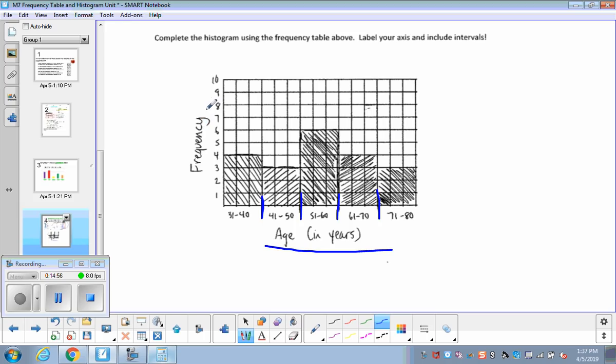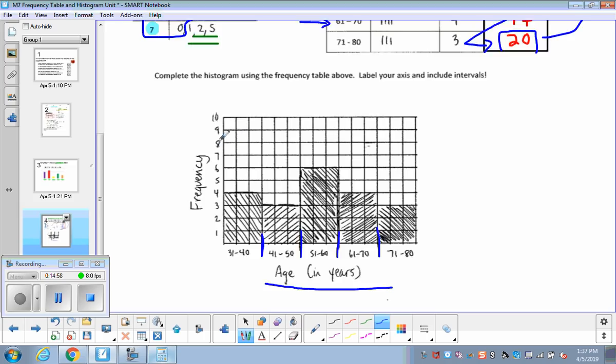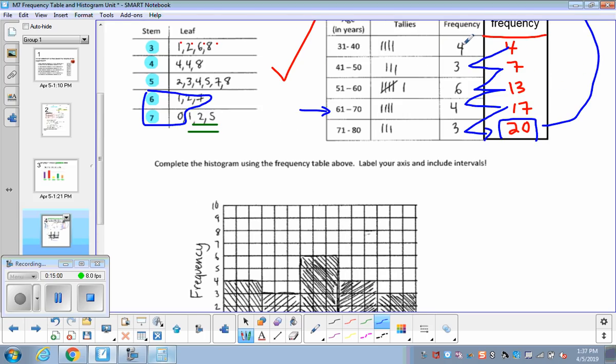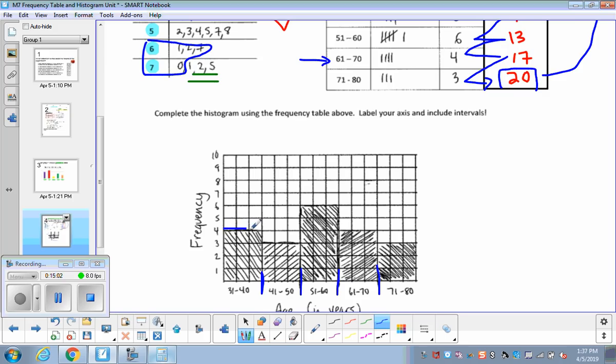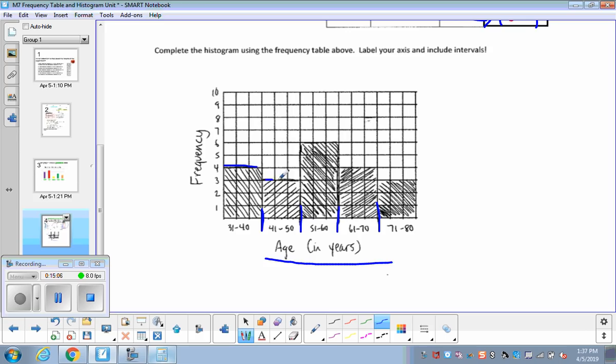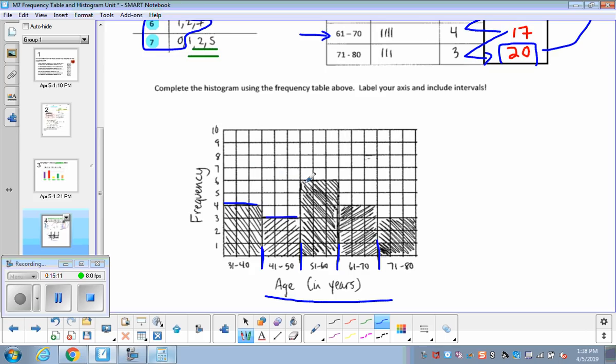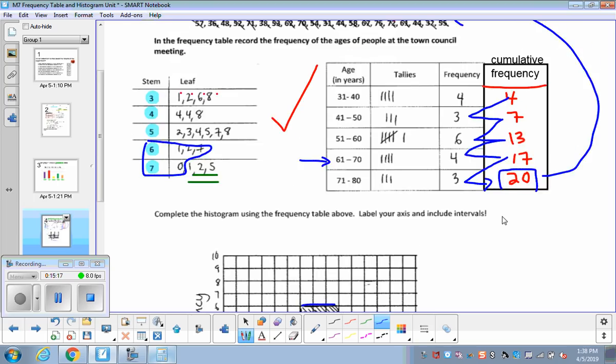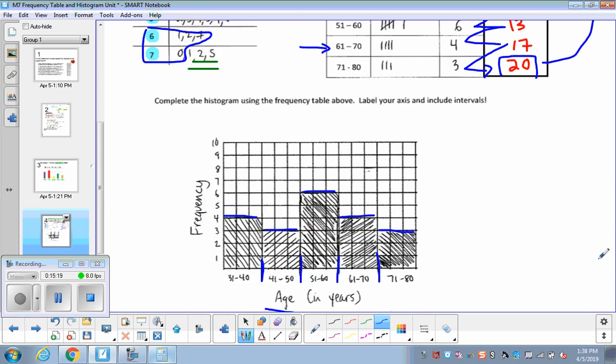And then the height, again, a height will always show the frequency. So that first category, it's a 4. So notice it has a height of 4 right here. The second one, we had 3 ages, 3 people who had ages 41 to 50 who attended the town council meeting. Then here, the height was a 6, then it went to a 4, and then it went back down to a 3. Now think about a town council meeting, y'all.